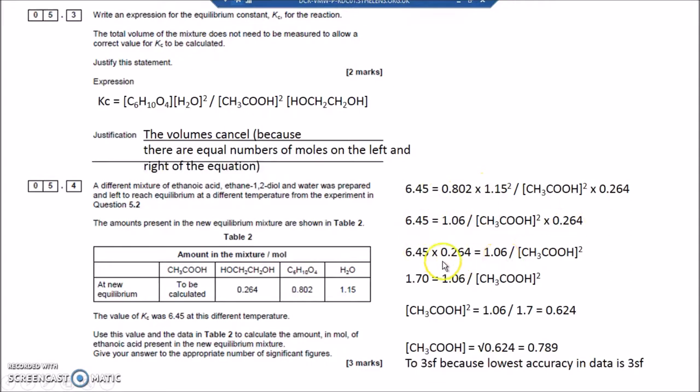If I multiply this out and then rearrange the equation, 6.45, I've multiplied this out, 0.802 multiplied by 1.5 squared is 1.06, and then I have taken this from the bottom on the right hand side and moved it to the top on the left hand side, and then I've multiplied that out, 1.7. Divided then by, swap them over, 1.06 divided by 1.7, which equals 0.624, equals the concentration of ethanoic acid squared. Square root it, 0.789 is the concentration of the ethanoic acid. And I've done it to three significant figures because the other values are to three significant figures also.